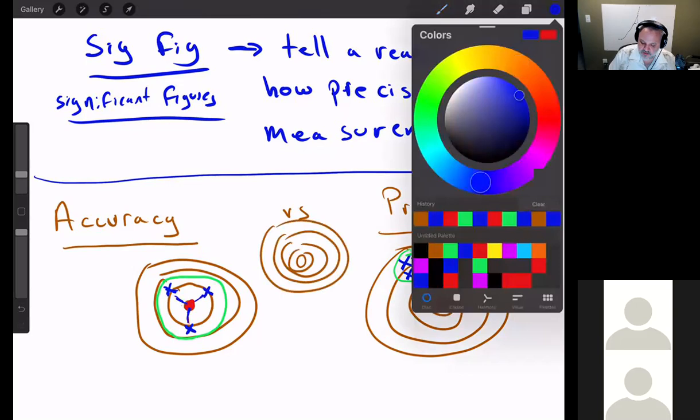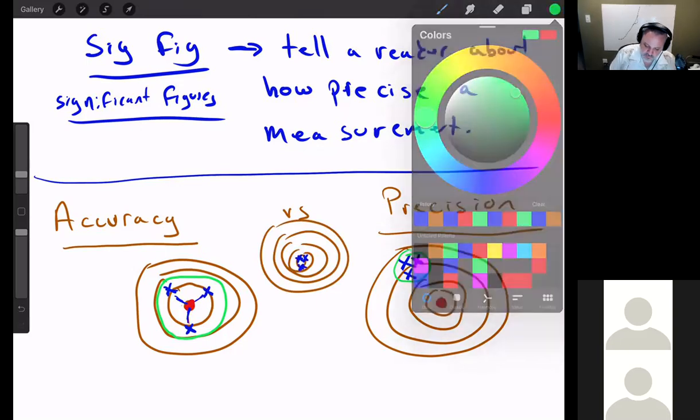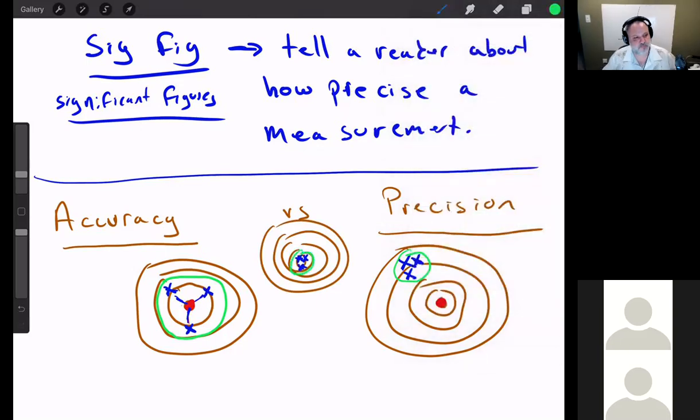We can take this same example and we can draw a bullseye that is both accurate and precise. So the bullseye in the center, where all three shots are grouped together and they're all grouped together on the bullseye, has the qualities of being both accurate and precise. The one on the right is just precise. The one on the left is just accurate.